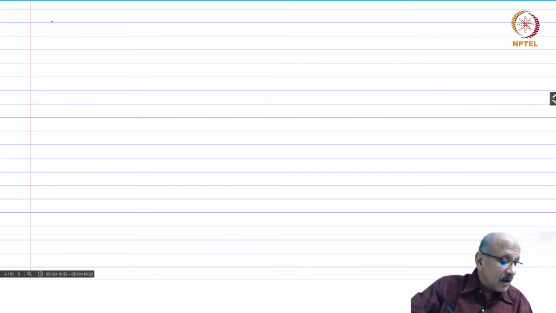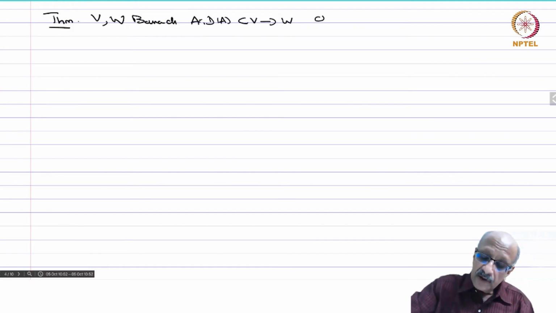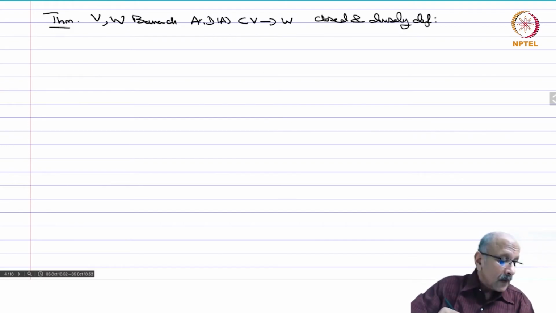Finally, we have a theorem on surjective maps. So theorem, this is a very nice theorem. So we say that V, W Banach and A from D of A in V to W closed and densely defined. The following are equivalent.